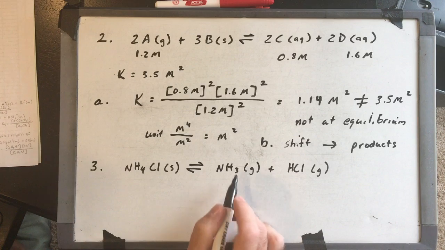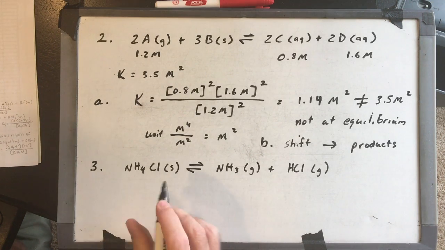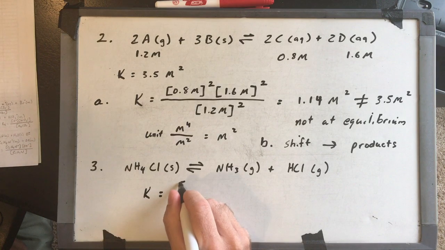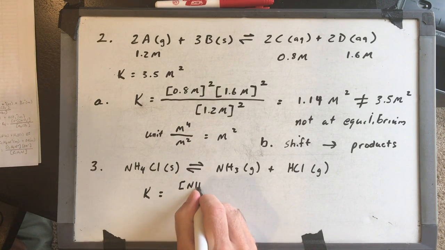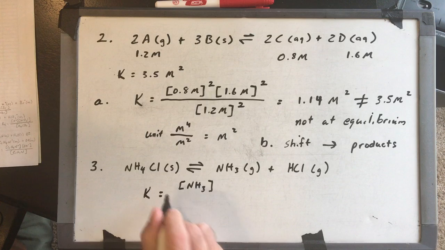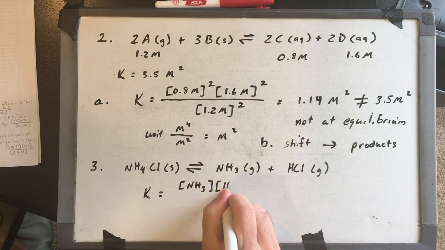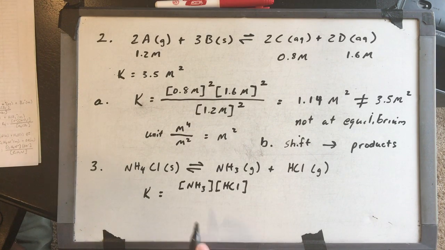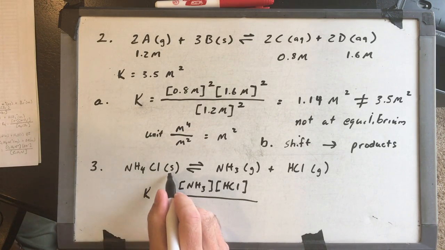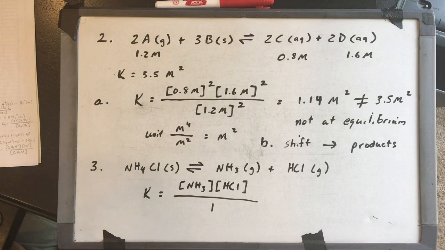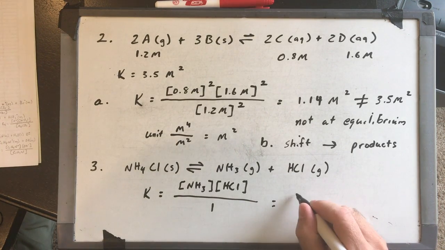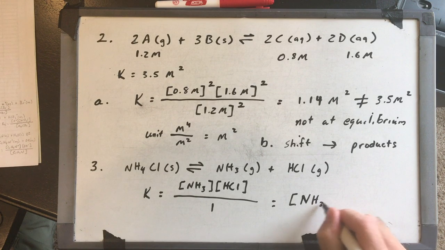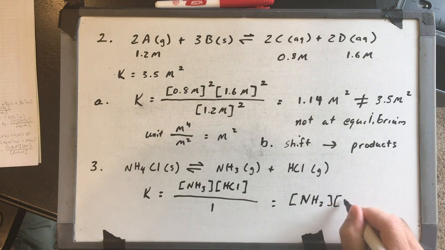Okay, so it's just the products over the reactants. So K is going to be the concentration of NH3, coefficient is just 1, times the concentration of HCl. And then on bottom, we don't include it because it's a solid, so that's just over 1. So you could just write NH3 and HCl.